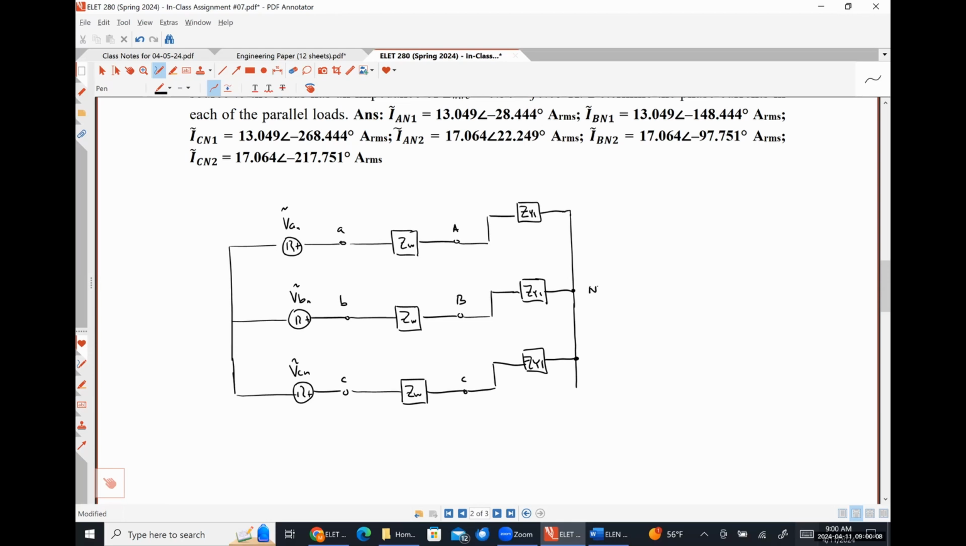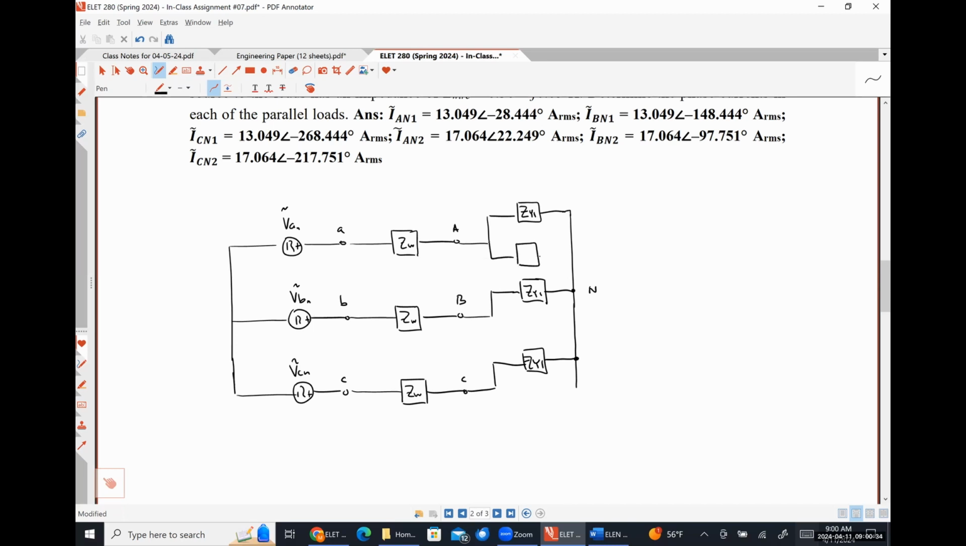And notice that each phase of my load is connected between the appropriate transmission line terminal and the neutral terminal, because that's how a Y-connected load is always connected. So if I were to put a second load in parallel with this, the A phase of that load has to be between the A terminal and the neutral terminal. The B phase has to be between the B terminal and the neutral terminal, and so on and so forth.